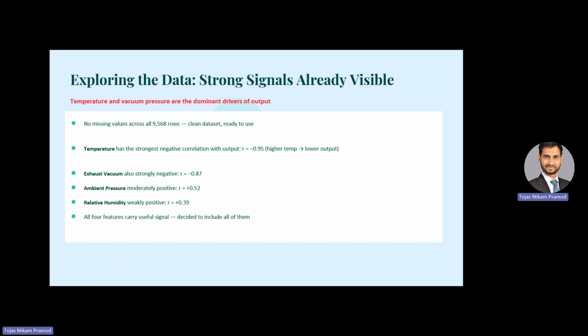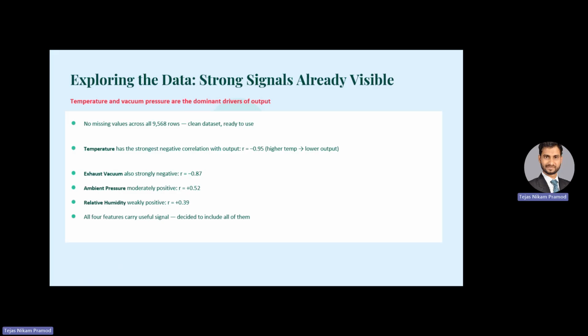Exhaust vacuum had a similar strong negative relationship, around 0.87. Ambient pressure and humidity were weaker, but still meaningful, around 0.52 and 0.39 respectively. And the good news here is we had no missing values, so I could use all four features without any cleaning headaches. Given that all four showed some relationship with the output, we decided to include all of them in the model.